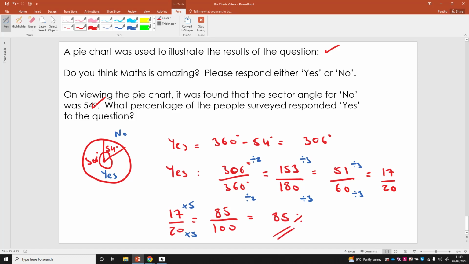And we're done. So on a question without the sample size, you might have to link pie charts back to angle rules, fractions, percentages, all that sort of stuff. But think on your feet, don't panic, and you'll be okay.